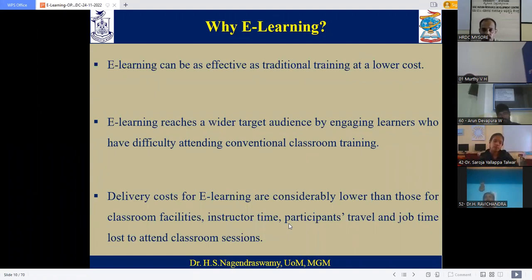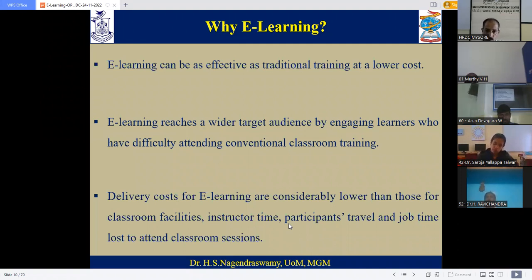E-learning can be as effective as traditional training at a lower cost. Okay, so definitely we can accept this. With a lower cost, we can provide training as effective as traditional training, even in online mode or with e-learning.